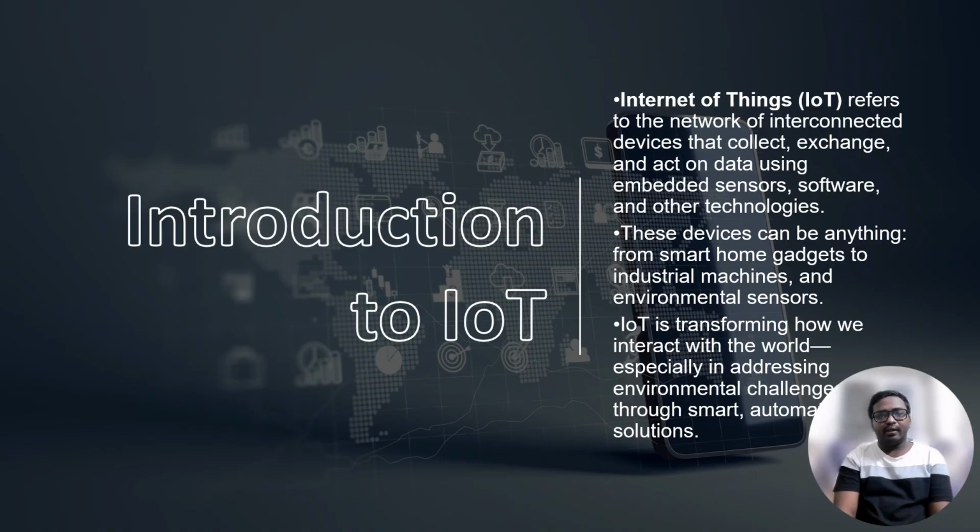Introduction to IoT, the Internet of Things. IoT refers to the network of interconnected devices that collect, exchange, and act on data using embedded sensors, software, and other technologies. These devices can be anything from smart home gadgets to industrial machines and environmental sensors. IoT is transforming how we interact with the world, especially in addressing environmental challenges through smart and automated solutions.